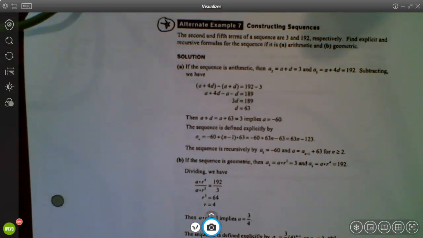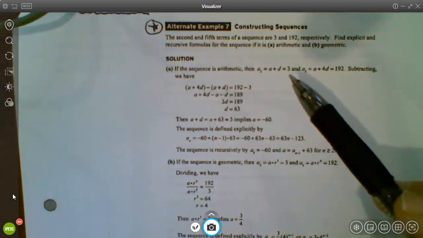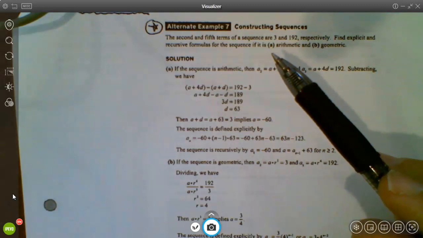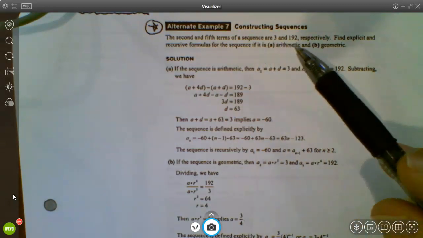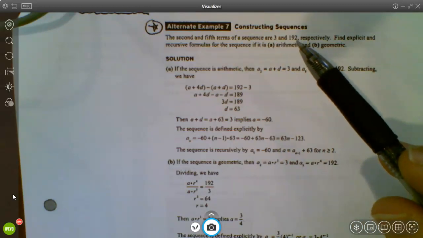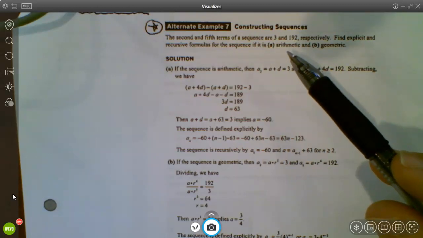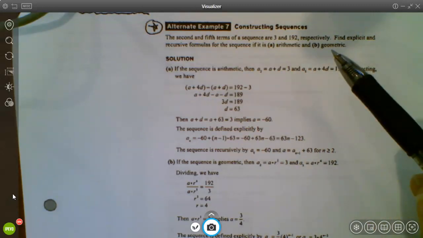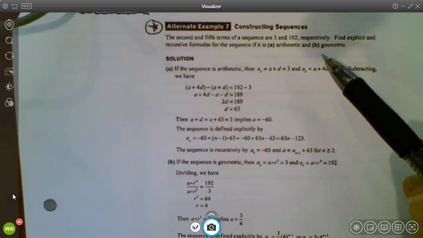Here's what we got. So this example is simply going to be a combination of an arithmetic idea and a geometric idea. So we're going to break this up into 2 parts here. So what they're telling us is we have this sequence. They're going to tell us the second term is 3. They're going to tell us the 5th term is 192. And they're going to say, okay, well, if that's an arithmetic pattern, then come up with a recursive and explicit rule for that. If it's a geometric pattern, same thing. Come up with explicit and recursive rules for that. So let's just start with the arithmetic.